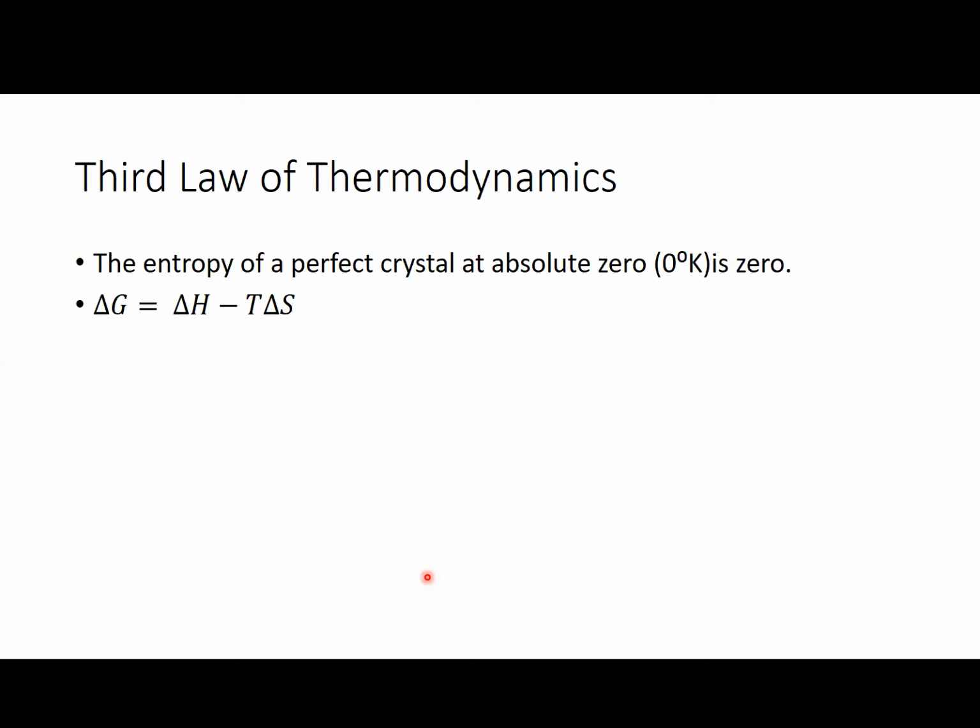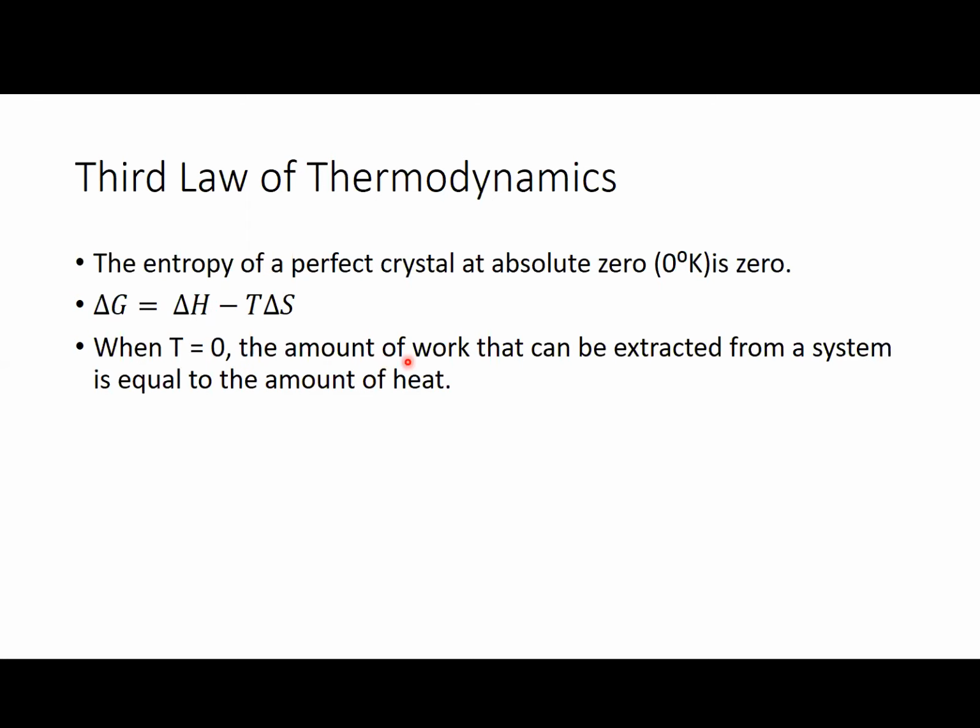All right. So if the temperature is 0, this leaves the equation. So when T is equal to 0, the amount of work that can be extracted from the system is equal to the amount of heat in that system. And that is the only time when there is a perfect exchange between work and heat. When this becomes 0 and this drops out, these two things are equal.